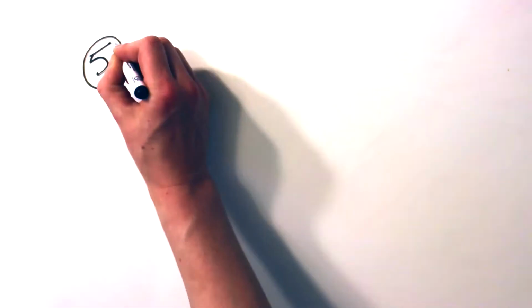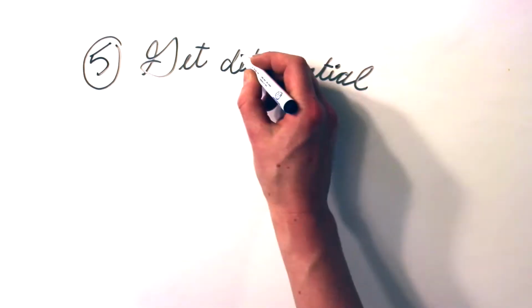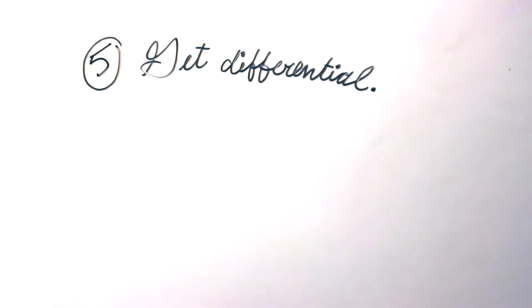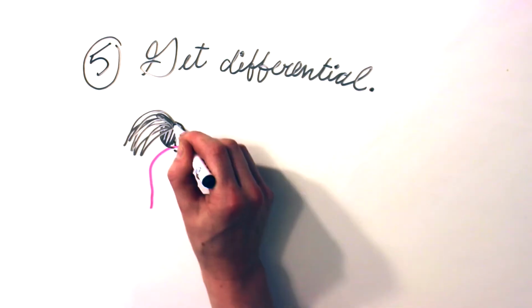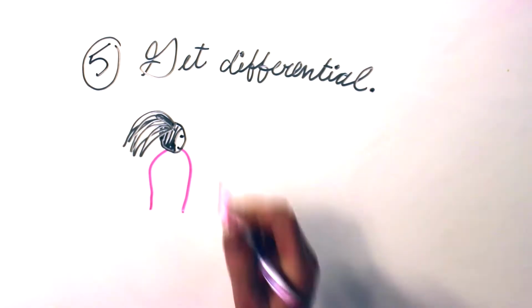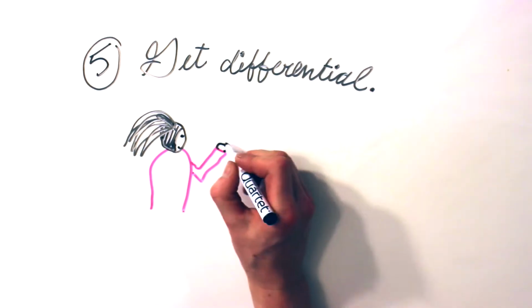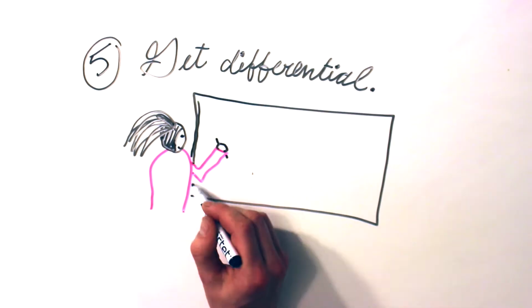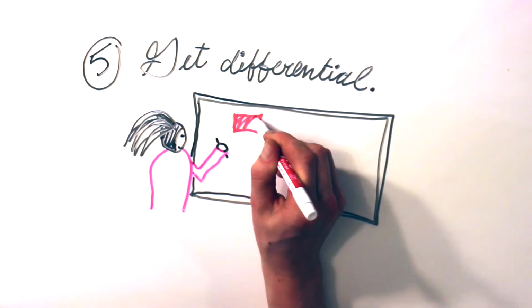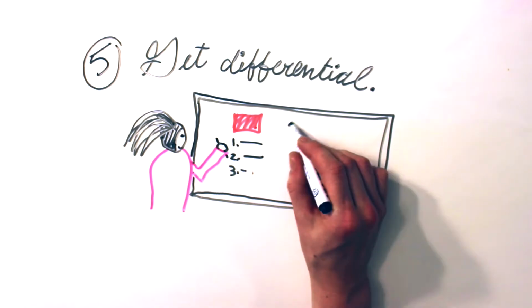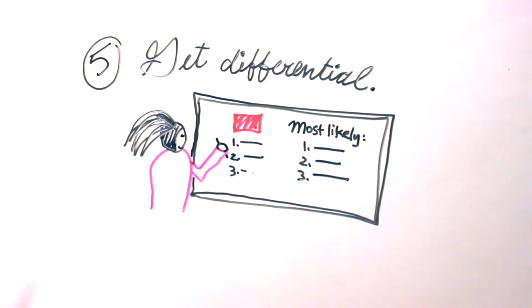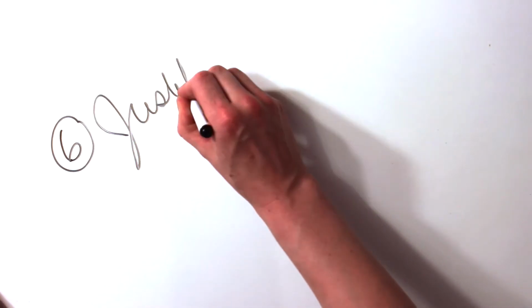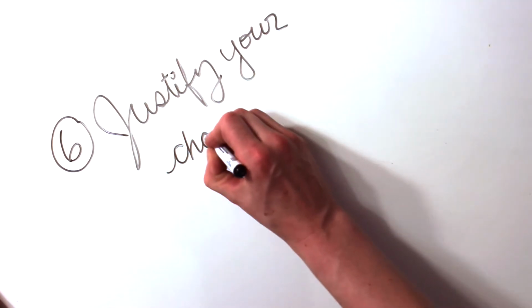Number 5. Get differential. As we've already mentioned, learning to generate differential diagnoses is a very important part of medical training. In CBL, practice generating a prioritized differential, where you identify and exclude life-threatening diagnoses, as well as rank the most likely ones. Number 6. Justify your choices.